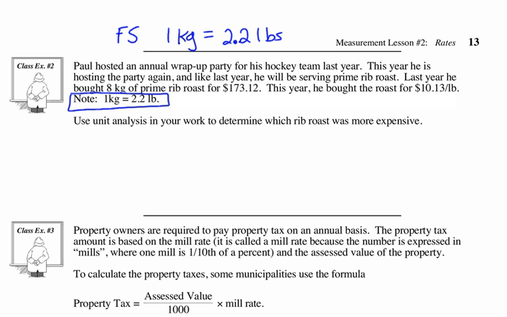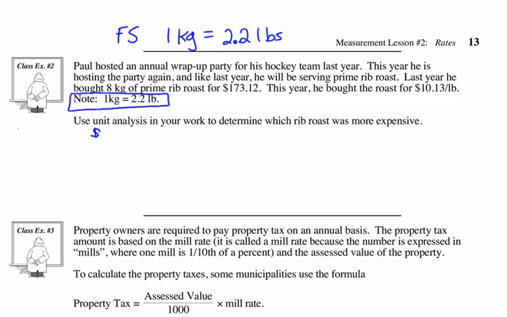Paul hosted an annual wrap-up party for his hockey team last year. This year he hosted the party again, and like last year, he'll be serving prime rib roast. Last year he bought 8 kilograms of prime rib for $173.12, and this year he bought the roast for $10.13 per pound. Use unit analysis in your work to determine which rib roast was more expensive. So we want to compare the two. Now, one of them's in price per kilogram, and one's a price per pound. So let's work with kilograms.